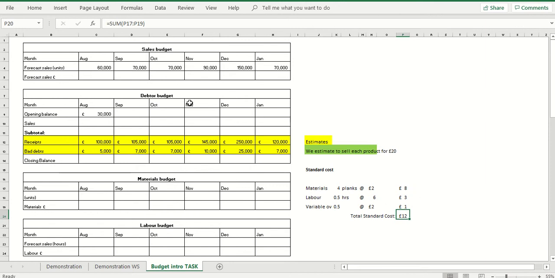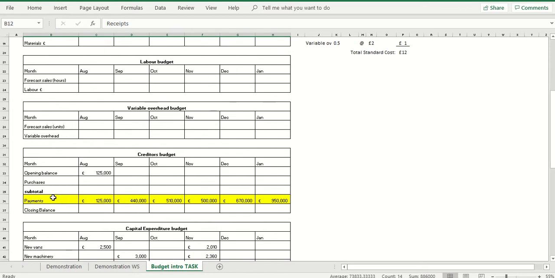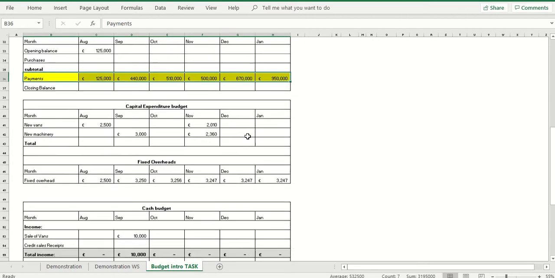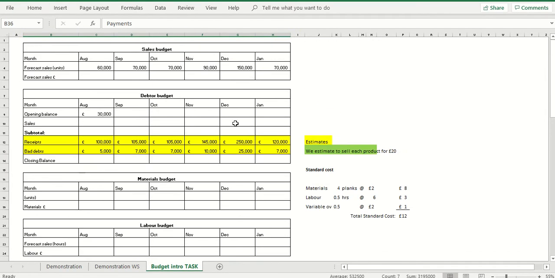We also need to appreciate that the items I've highlighted here in yellow are estimates, so those are budget figures that we are given. There's also one down here in the creditor budget. But anyway, let's get on with it.